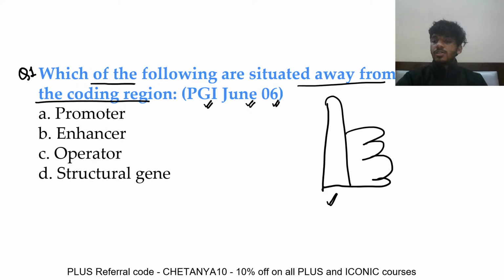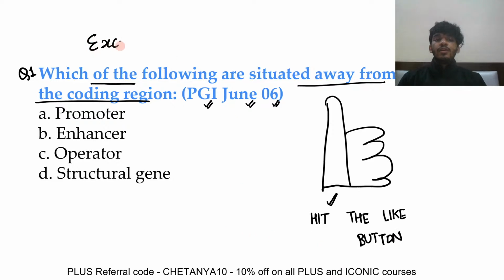Okay. So what is your answer for the first question, guys? You should be able to answer this. Try to answer this based on exclusion. Even if you don't know the answer, I just showed you a diagram. Okay. So Tejas Nandania has said that the answer is A, promoter. Okay. Read the question very carefully. It says, which of the following are situated away from the coding region?